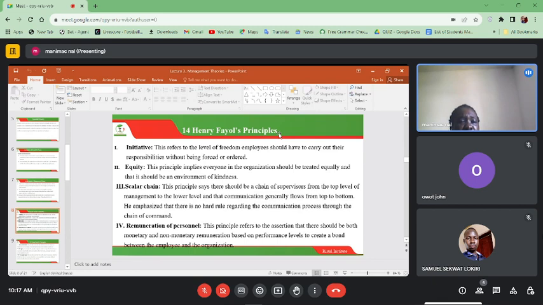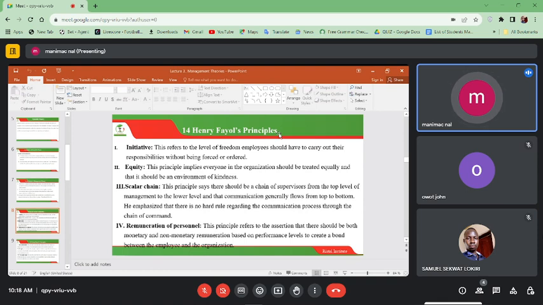Principle number 4 is the remuneration of personnel. There is nobody who works and is not motivated for the work that he has done. So under this principle, there should be both monetary and non-monetary remuneration based on the performance level of individuals, which should create a bond between the employees and the organization. Non-monetary issues refer to other incentives that can be given to people based on their performance. Even a word of appreciation is recommended, because at the end of the day, employees feel appreciated for the effort and time they have spent in a working organization.